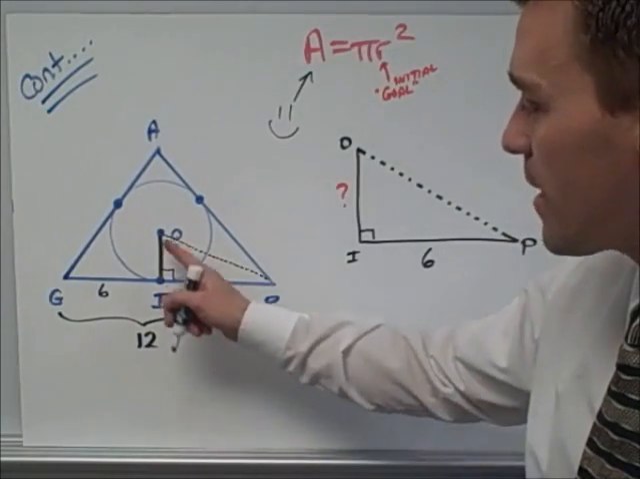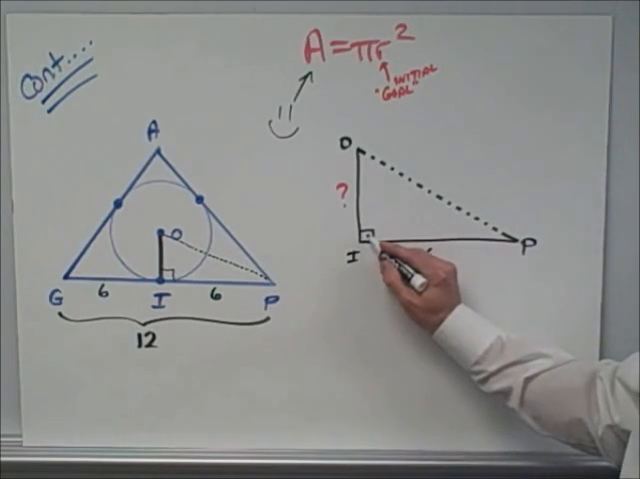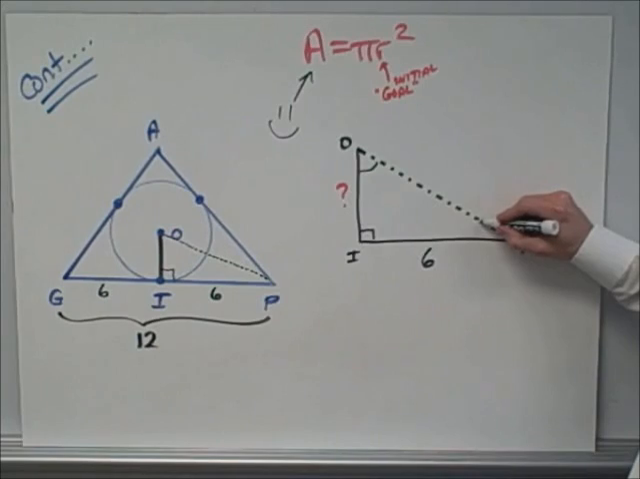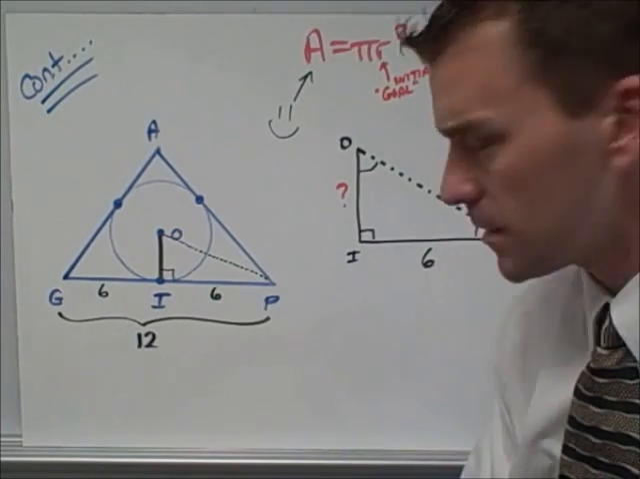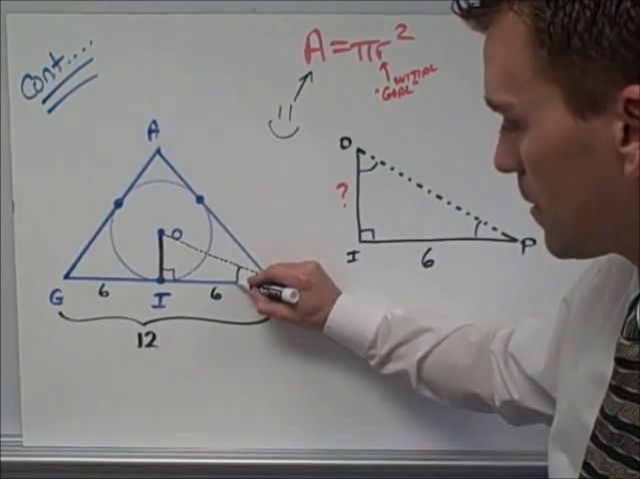So if I look at this triangle OIP, I pulled it out over here. What I know is this. I know that that's a 90-degree angle. I don't know the measure of this angle, and I don't know the measure of this angle. But wait a minute. Maybe I do know the measure of that angle. Maybe I do know the measure of this angle right here.